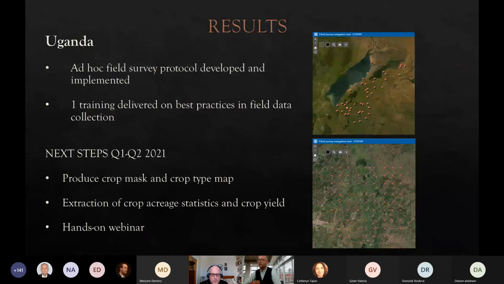Uganda. So results for the Uganda project. Essentially, we are a bit behind because COVID impacted this project quite significantly. We managed to resume the activities in late October. We deployed an ad hoc field survey protocol, and we also delivered the training in the field so that ad hoc data could be collected, as we need this data to train the algorithm within the Sen2Agri toolbox.